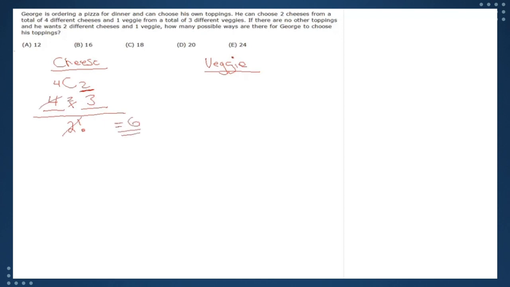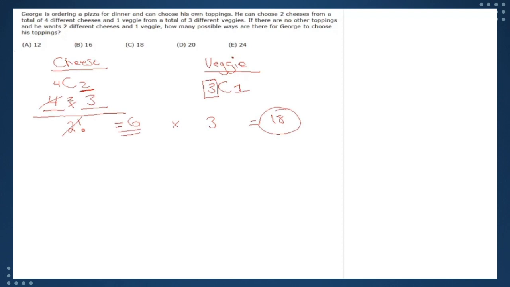Now the veggies is easier, so anytime you're doing something choose 1, the answer is always the original something. So 3 choose 1 is 3, 10 choose 1 is 10, 100 choose 1 is 100. So that's something that you can kind of tuck away and use. So we have 6 times 3, we have 18. So hopefully that wasn't too bad for anyone. That is a basic combination.